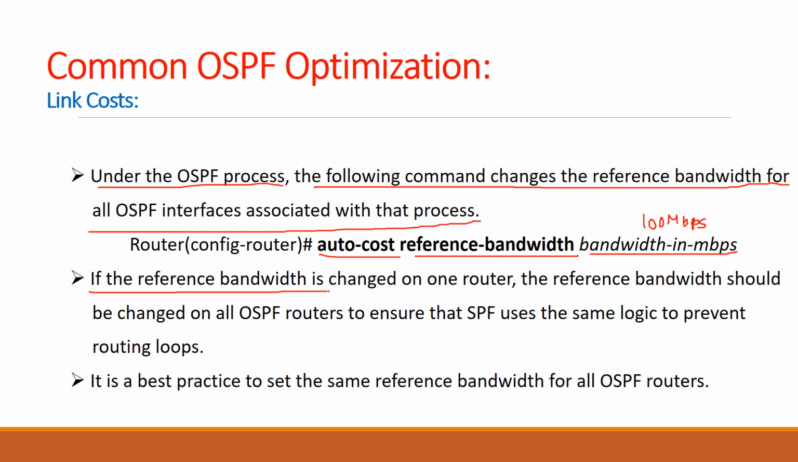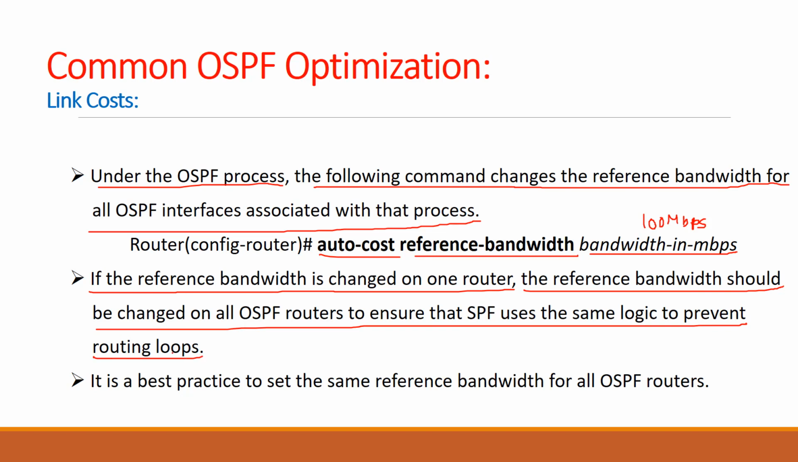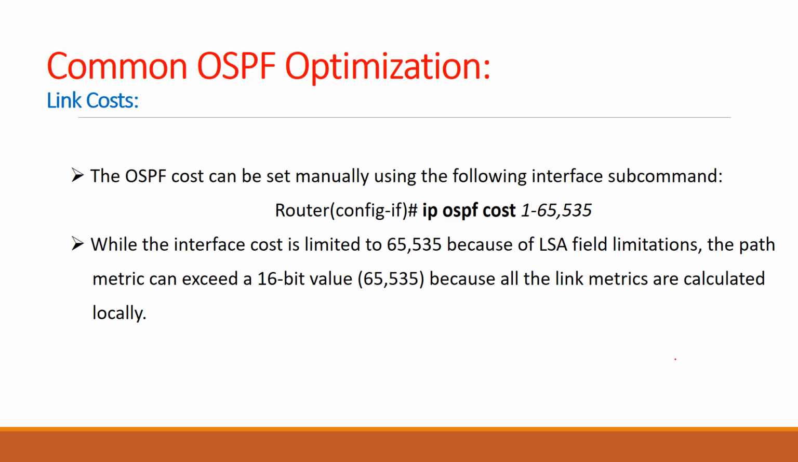If the reference bandwidth is changed on one router, it should be changed on all OSPF routers to ensure that shortest path first uses the same logic to prevent routing loops. It is the best practice to set the same reference bandwidth for all OSPF routers. The OSPF cost can be set manually using the following interface subcommand: ip ospf cost, and choose a value from 1 to 65,535.